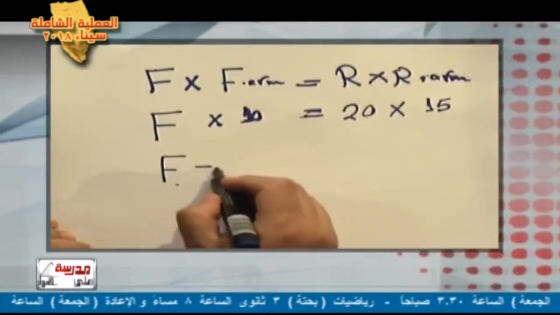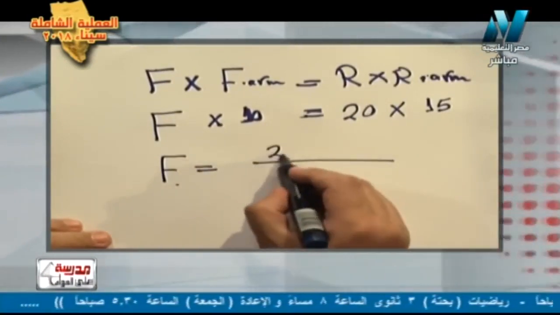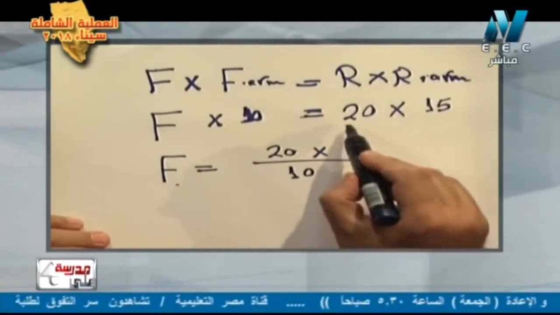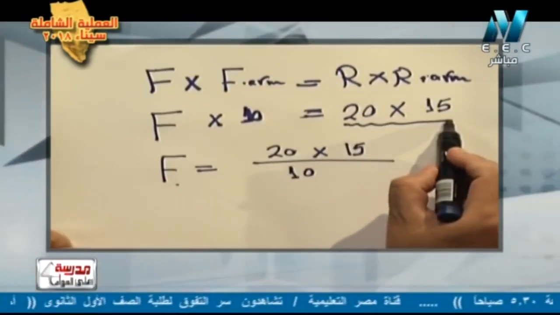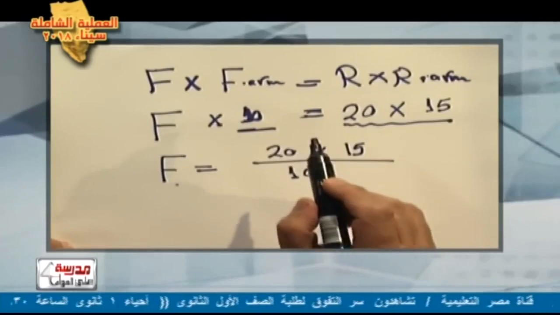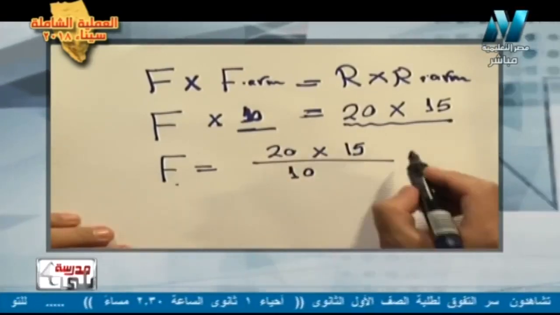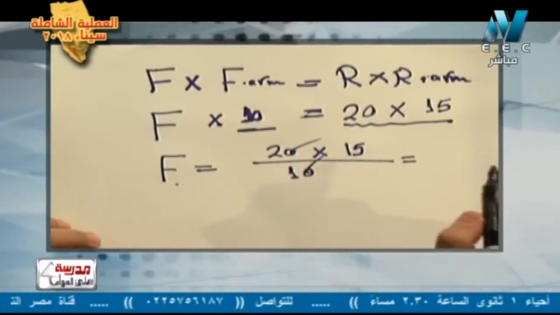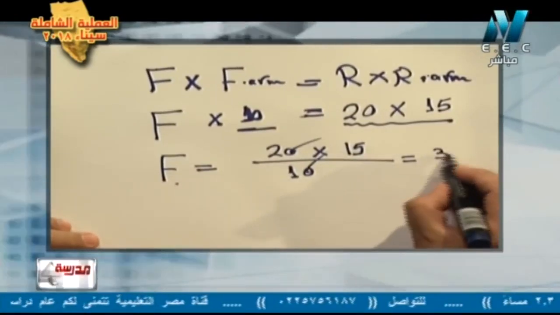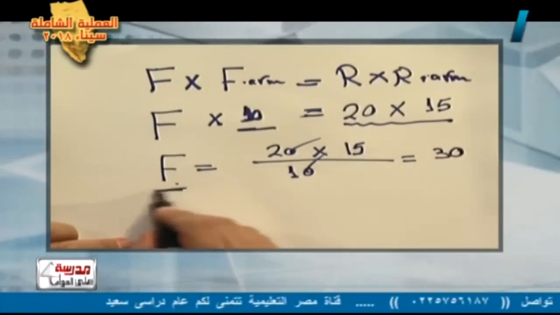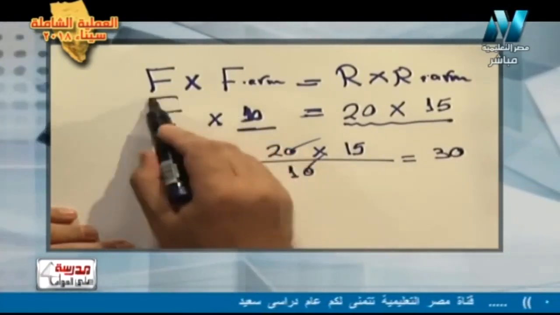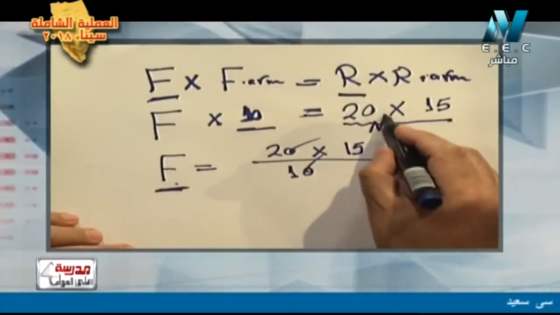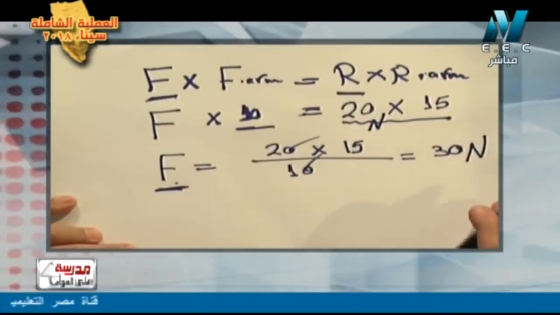Effort force will be 20 by 15 over 10. Why? Because, as I said more than once, I always take the complete side over the incomplete side and divide by the incomplete side. The 0 cancels with the 0. So 2 by 15 equals 30. 30 what? The effort force must have the same unit as the resistance. The resistance was 20 Newton, so it will be 30 Newton.